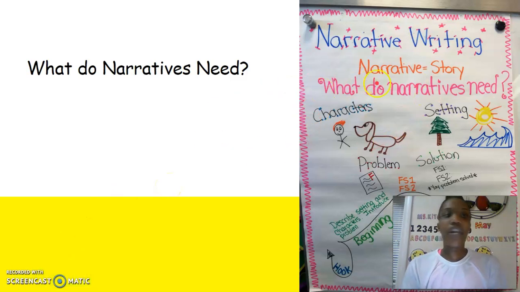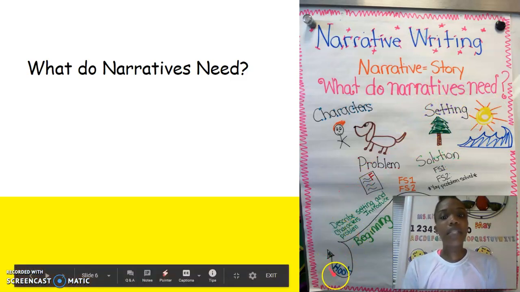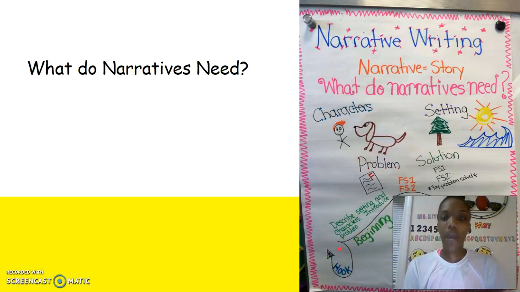Here's another anchor chart that just talks about what narratives need, okay? So we need characters. We need to make sure we have some people who are in there that we're talking about, that we're focusing on in our story. We need to make sure we have a nice little setting, right? Where did it take place? And we also need to make sure that we have our hook, right? Like we talked about, the hook is going to engage our readers into wanting to read our writing.